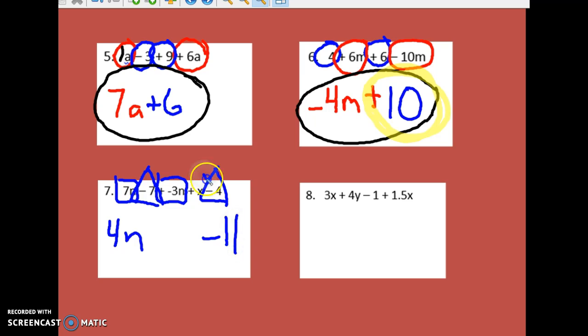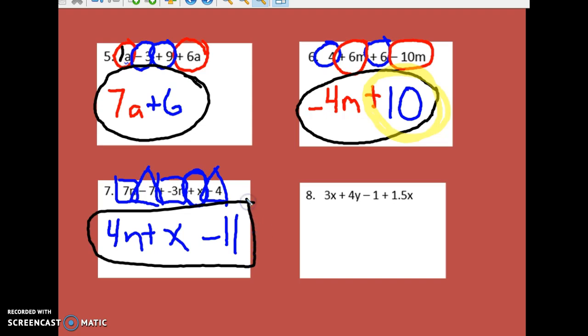And then you'll notice that there was one item that we didn't combine. That was plus x. There's nothing to combine with that plus x. So I'm going to put it after the 4n, so plus x. So my final answer is 4n plus x minus 11. I cannot combine n and x together because those are different variables.